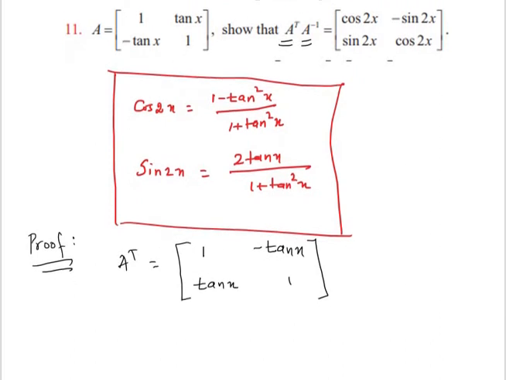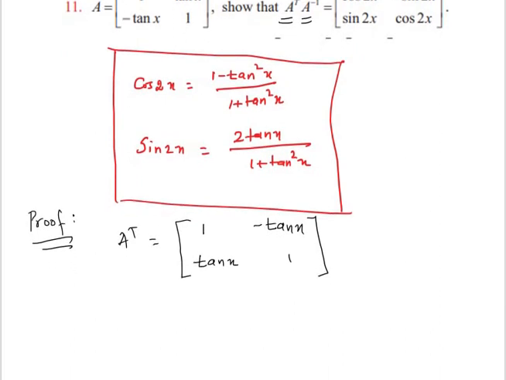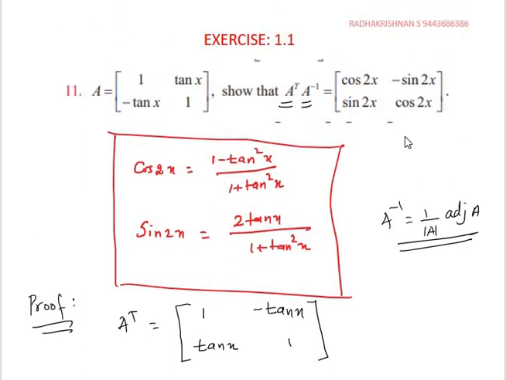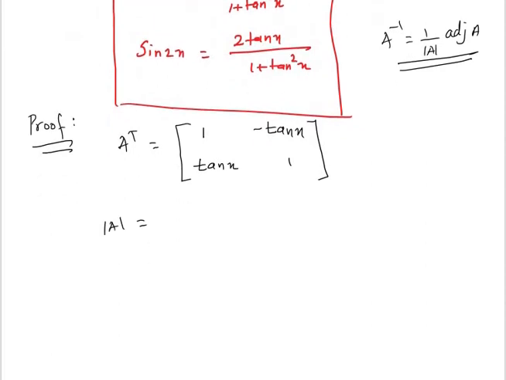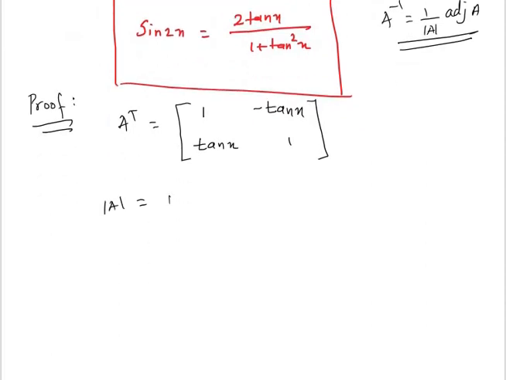See, what is A inverse? We know the formula for A inverse. A inverse equal to 1 by determinant of A into adjoint of A. This is the formula. Therefore, first I have to find determinant of A. Determinant of A equal to, directly I am writing here, 1 into 1. I should multiply these two minus these two. Therefore, if I multiply, I will get 1 plus tan square x.